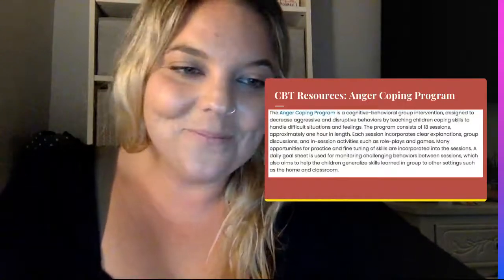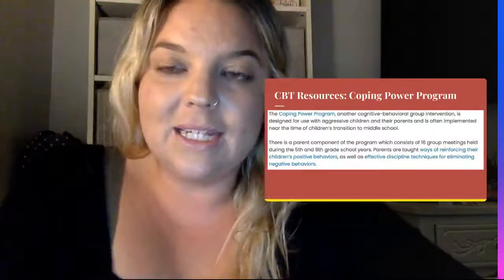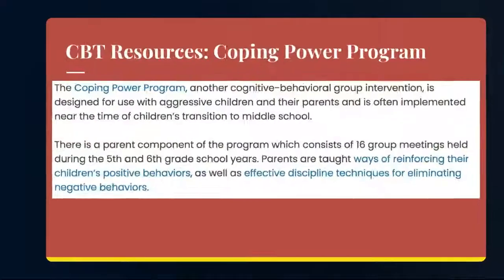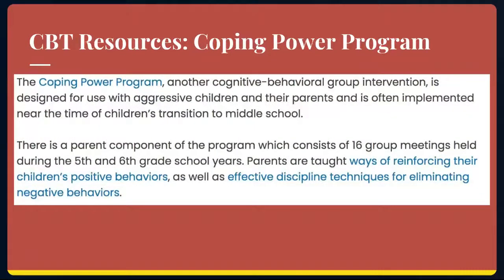Alongside one to one treatment, there are also programs such as the Anger Coping Program to help individuals with ODD. The Coping Power Program is another program designed to help children with ODD. This program is a cognitive behavioral group intervention that is designed for use with aggressive children and their parents. It is often implemented near the time of the children's transition into middle school. There is also a parent component of the program, which consists of 16 group meetings held during the 5th and 6th grade school years.